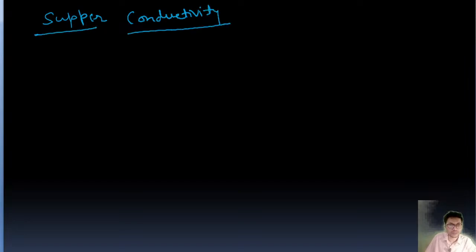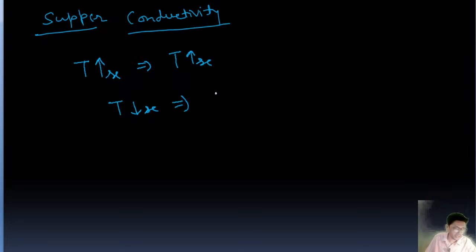So in case of superconductor, superconductivity, if we increase the temperature, it means resistivity will increase. If we are increasing the temperature, resistivity is also going to be increased, guys. And similarly, if we decrease the temperature, resistivity is also going to be decreased.